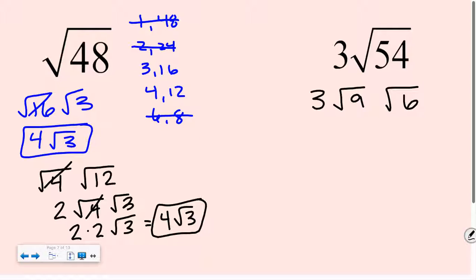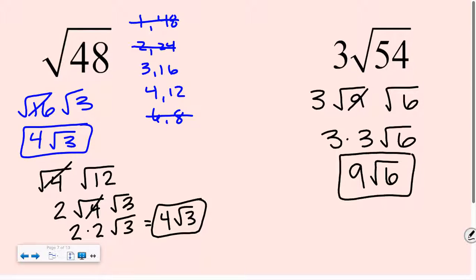What's the square root of 9? Now this is 3 times the square root of 6. 3's are both on the outside. So your final answer should be 9 square root 6 then. Questions yet? Alright, so the fraction one.